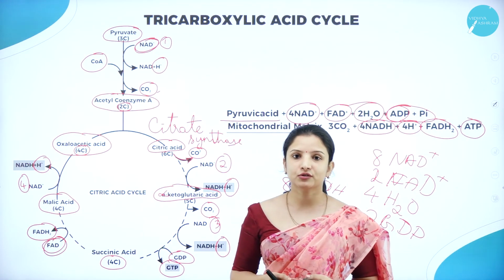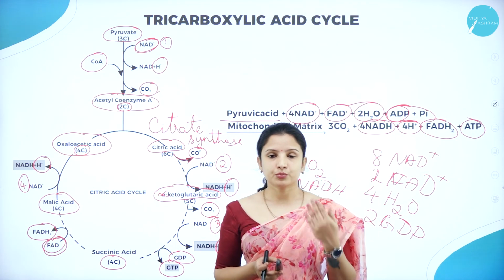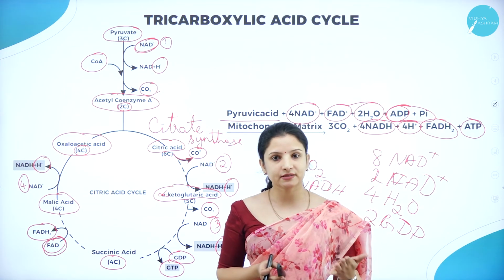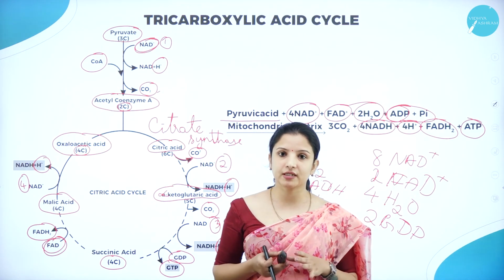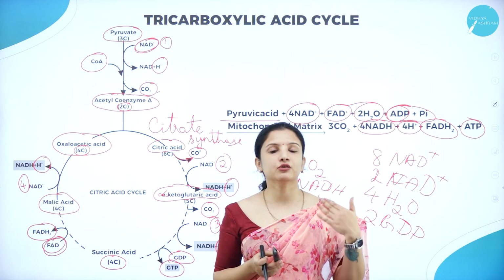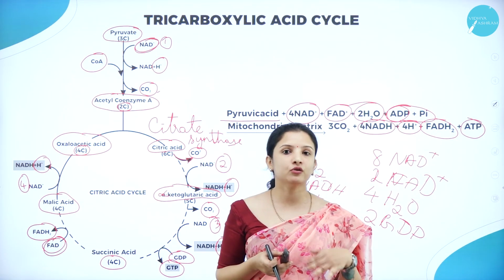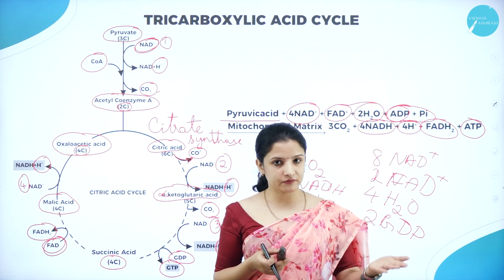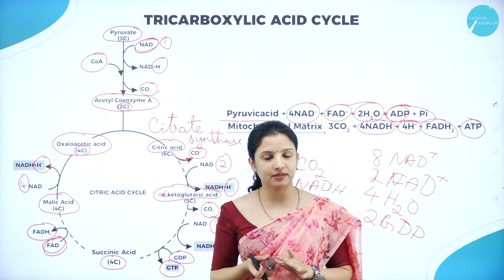I hope you understood this session well. In the previous session we studied how pyruvic acid was formed by glycolysis, and in this session we understood what happens next. If pyruvic acid enters an anaerobic phase, it either gets converted into ethanol, a process called fermentation, or, in the case of animals, it forms lactic acid.